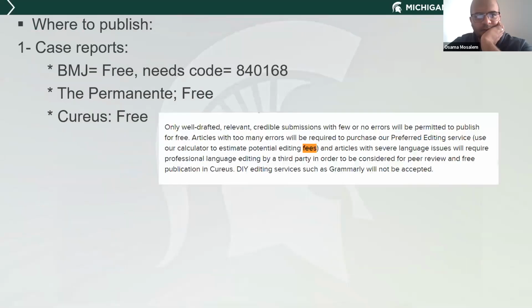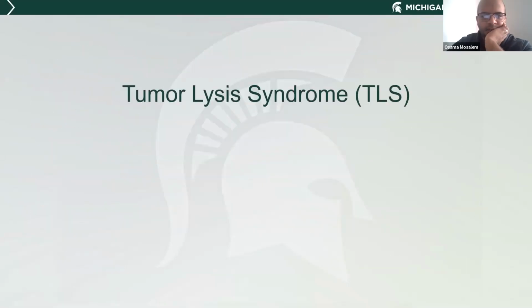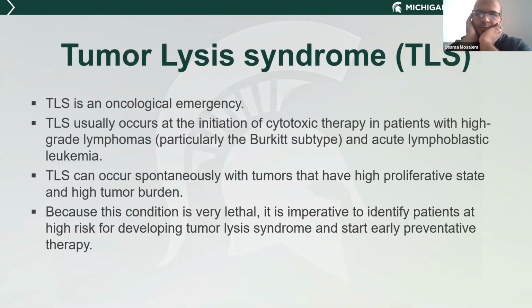First of all, I think I will leave this part till the end, and then I will just go over one of the topics, an important topic, and one of the rare topics in oncology, which is considered an oncological emergency.